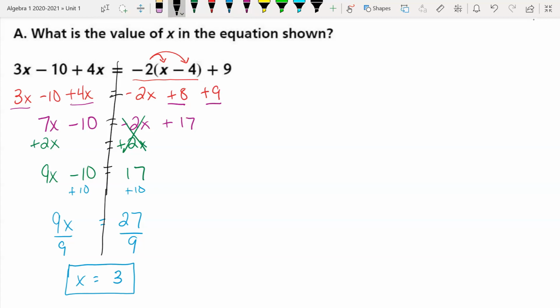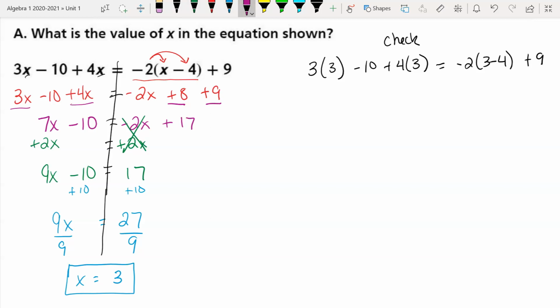Now the nice thing about this is, can you plug it back in and check it? Well, of course. Anytime I see an x, I'm going to write a 3. So 3 times 3 minus 10 plus 4 times 3 equals -2 times (3 minus 4) plus 9. What I would do first is this: I have -2 times -1 plus 9. This is going to be 3 times 3, which is 9, and 4 times 3, which is 12. So notice I did parentheses first. I followed my order of operations. There are no exponents. And then I multiplied.